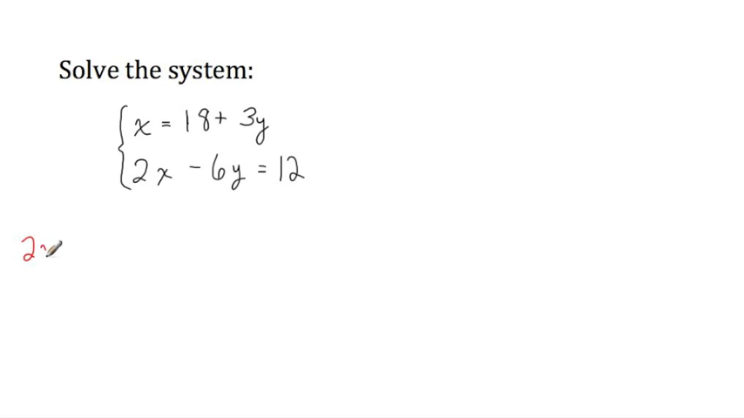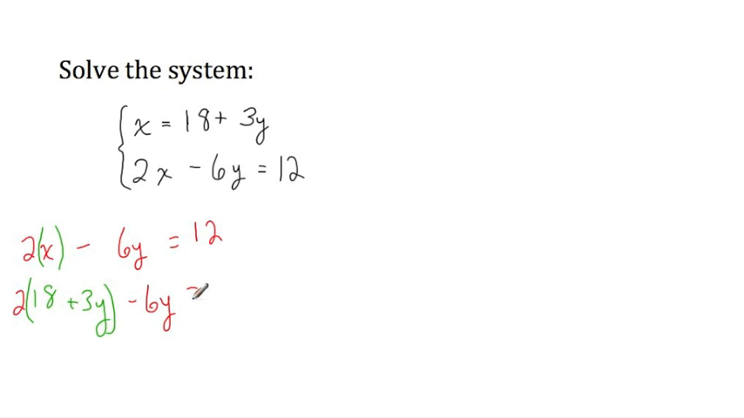So I'll write 2x minus 6y equals 12. And what I'm going to do here is substitute in this value for x into this equation. So I'm going to rewrite this equation, only instead of writing an x, I'm going to substitute in 18 plus 3y for x. And then I'm going to just continue writing the rest of the equation.